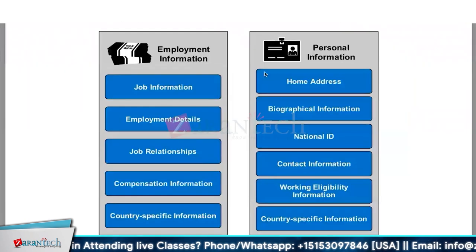So on the right-hand side, these are all the examples of employees' personal information, like address details, national IDs such as Aadhaar number and PAN number, contact details, and a few others. For employment information, we have job information as one category. Employment details, job relationships, compensation, the salary information, all this.